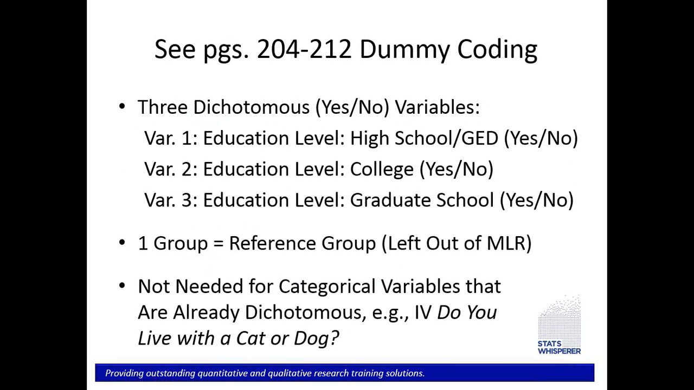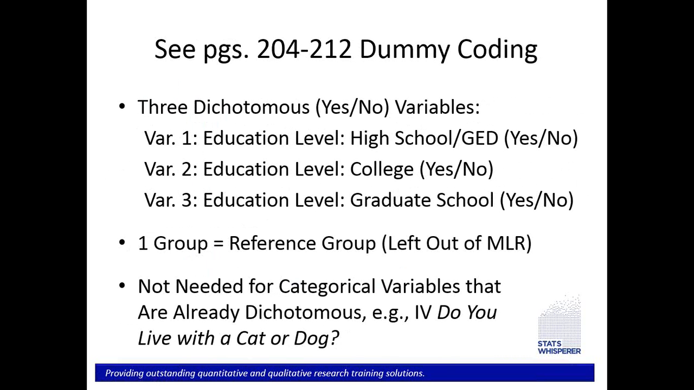Variable 1, education level high school GED, yes, no. Variable 2, education level college, yes, no. And variable 3, education level graduate school, yes, you guessed it, yes, no. Now the key in the multiple linear regression, as well as the other forms of regression, is you need to leave out one group, and that becomes the reference group. And the findings from the other groups left in are in the context of the reference group.